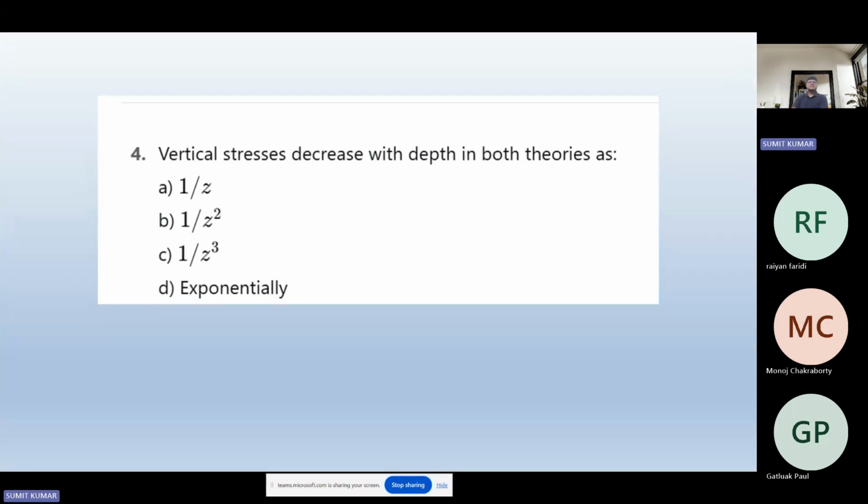The next slide says that the vertical stress decreases with depth in both theories, the Boussinesq theory as well as the Westergaard theory. So it varies inversely with z², because of 3Q by 2π z². So option B is the correct answer.